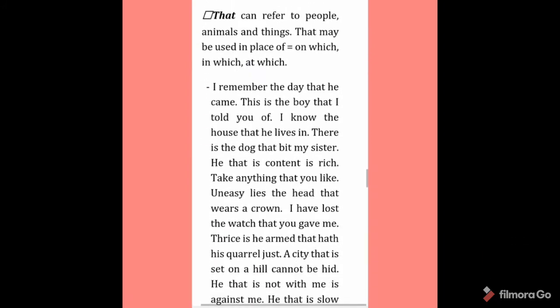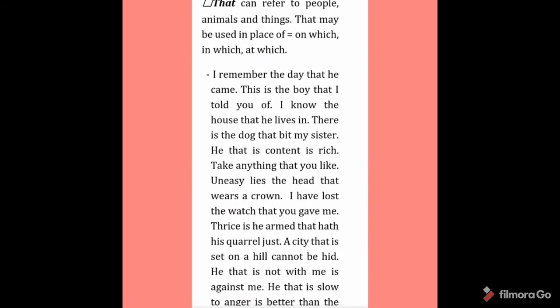Now we come to that. That can refer to people, animals and things, and may be used in place of on which, in which, at which. For example, I remember the day that he came. Or you may say, I remember the day in which he came. This is the boy that I told you of. I know the house that he lives in. You may rephrase it, I know the house in which he lives. There is the dog that bit my sister.